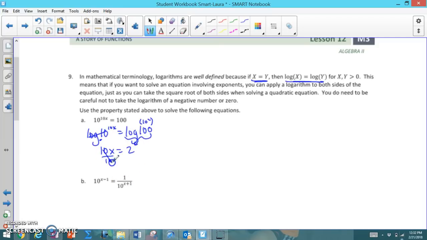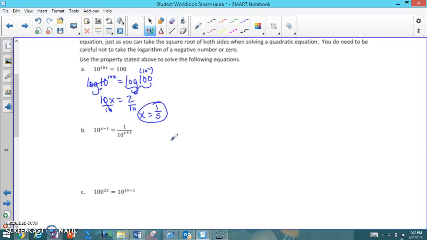And now I can just divide both sides by 10. So I get x equals 1/5. So you can see, now that we're getting more comfortable with our exponents, that we are able to use those to solve exponential equations.